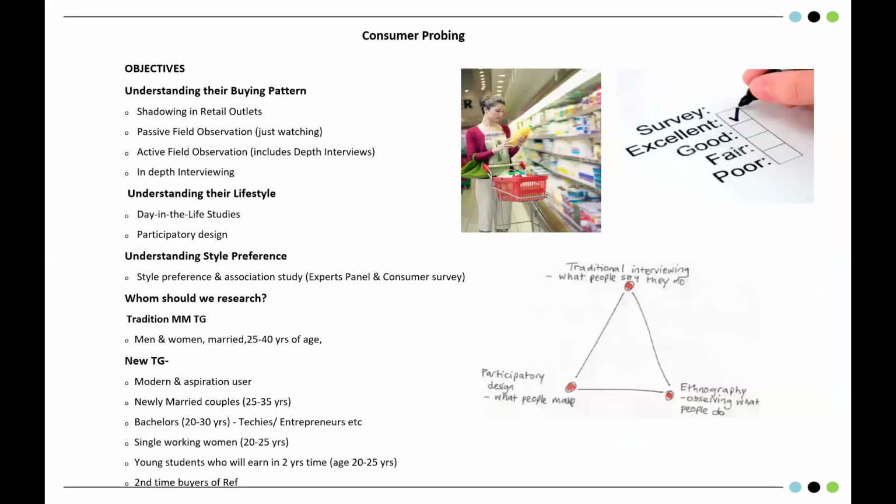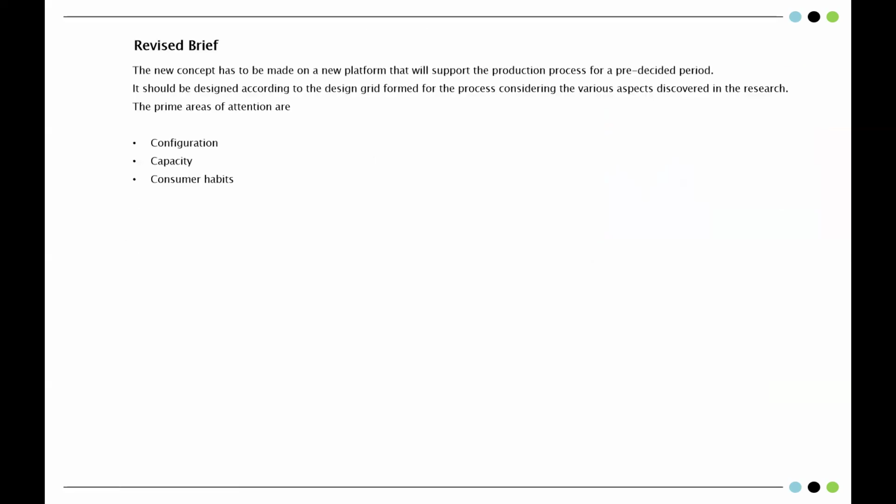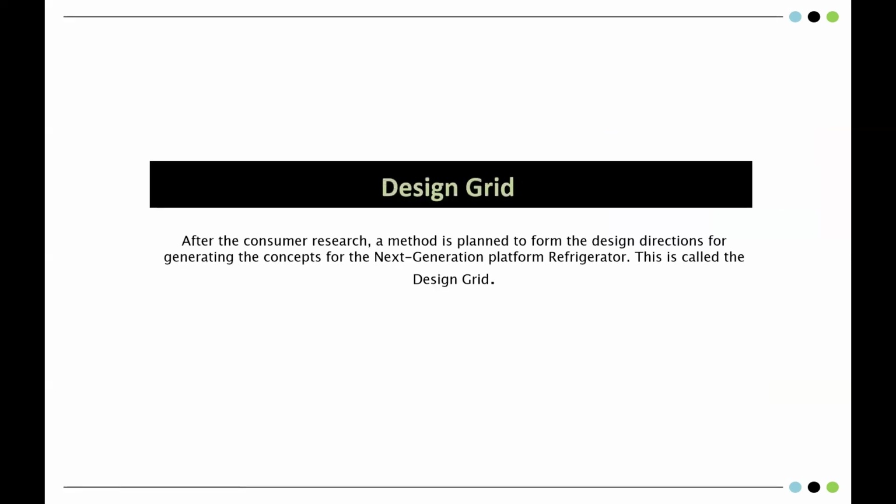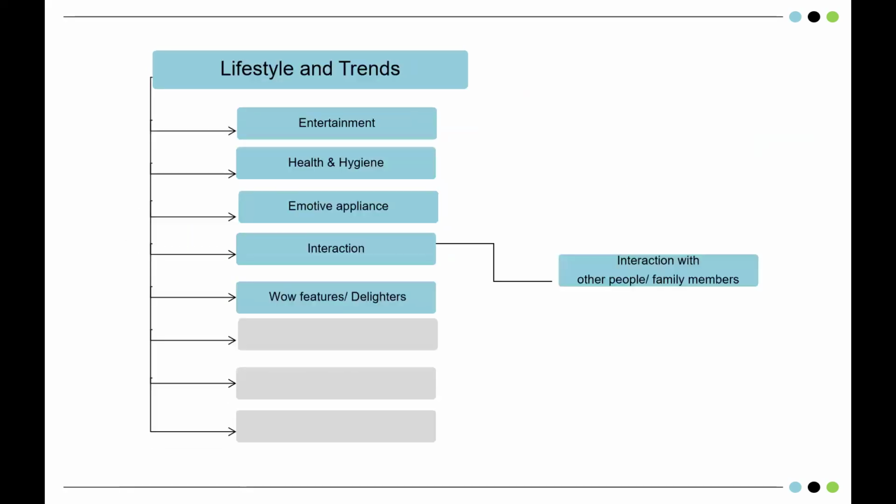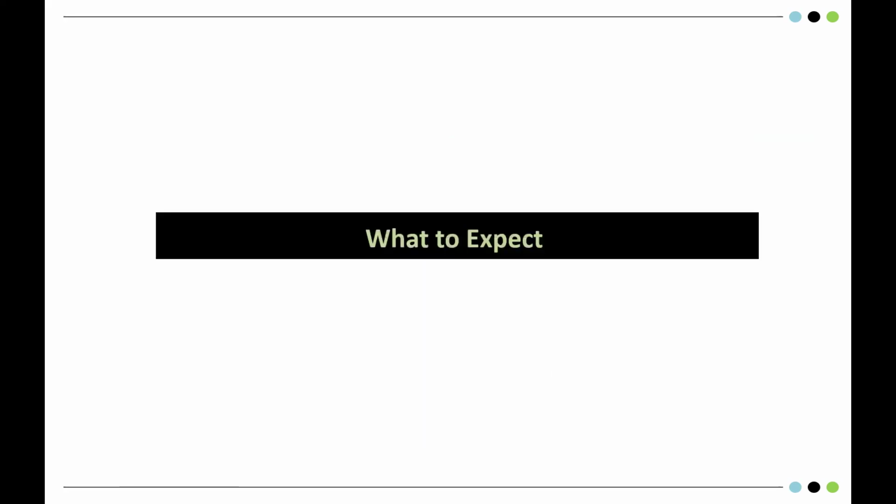And this is the consumer probing. What is consumer probing? So understanding their buying pattern, understanding their lifestyle, understanding the style preferences, which is a very difficult job. And whom do we research first? Well, that's the very important question. Whom do we research? So traditional mastermind target group or new target group. Yeah. So everything was done, and I will just show you the process which was involved. Just have a look at how elaborate this process was.